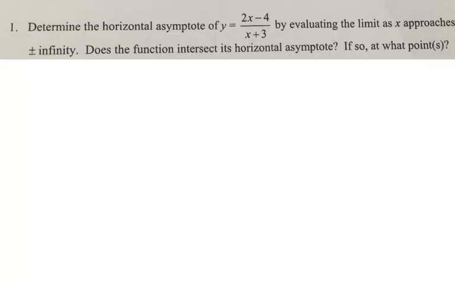So it says, determine the horizontal asymptote of y equals 2x minus 4 over x plus 3 by evaluating the limit as x approaches infinity, both positive infinity and negative infinity. And then, does this function intersect its horizontal asymptote? And if so, at what point?